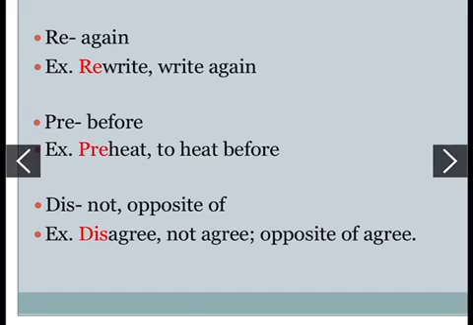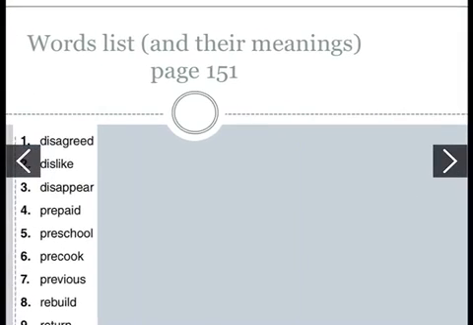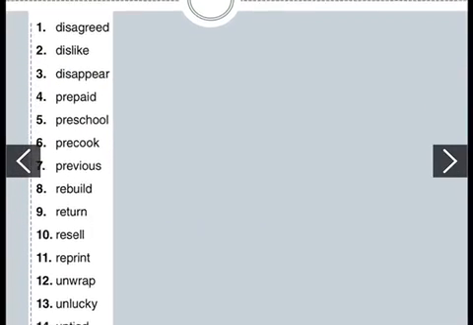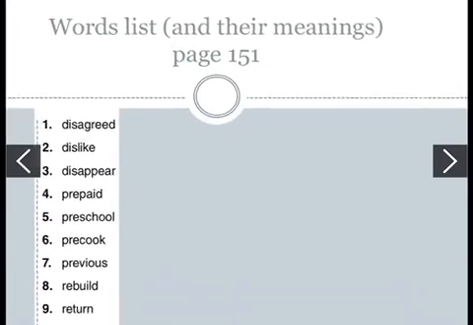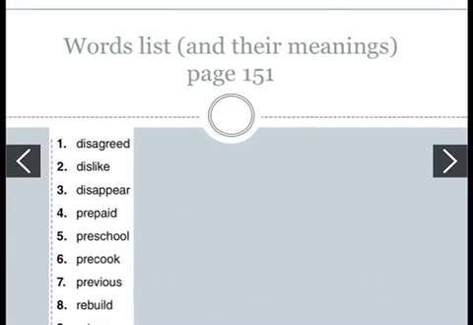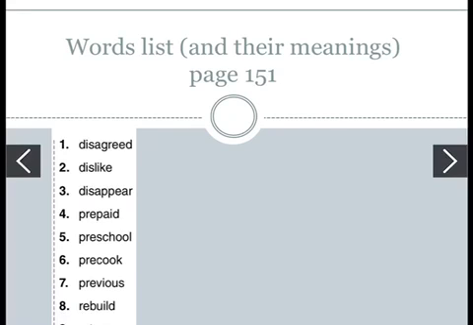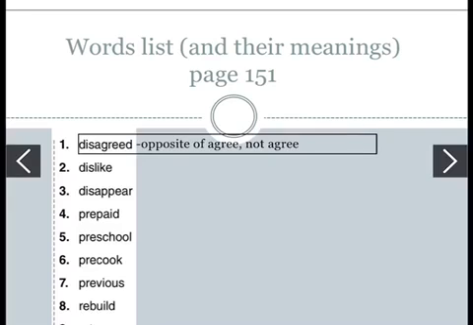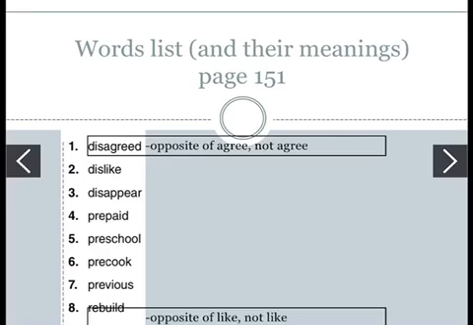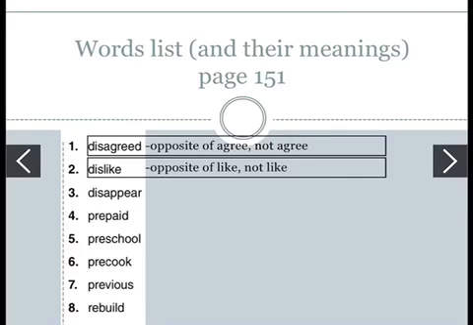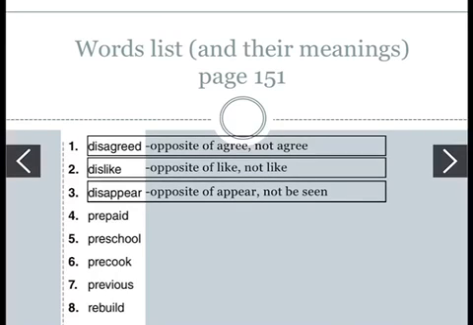Now that we got that settled, let's move on to page 151 where we have a long list of words. Not really long, they're just 20. With the prefixes that we just learned. First up is disagreed. Since I have the prefix dis, that would mean opposite of agree or not agree. Next, dislike would have the same effect. The prefix dis would have the same effect, and it will change the word like to opposite of like or not like.